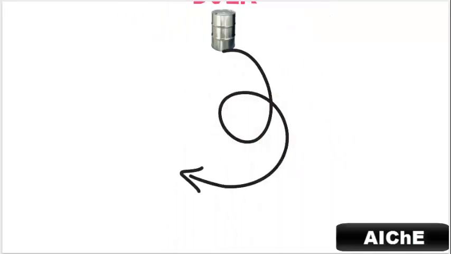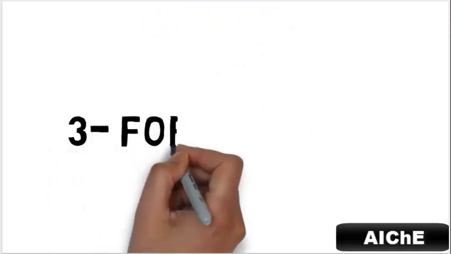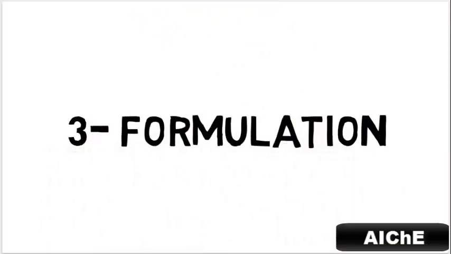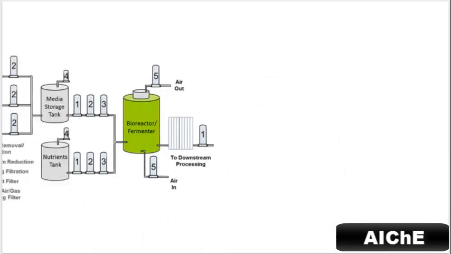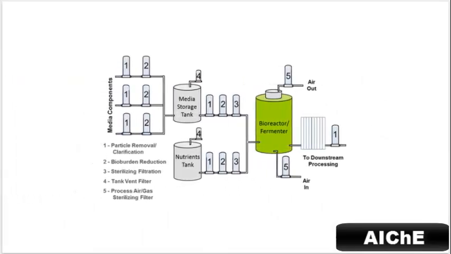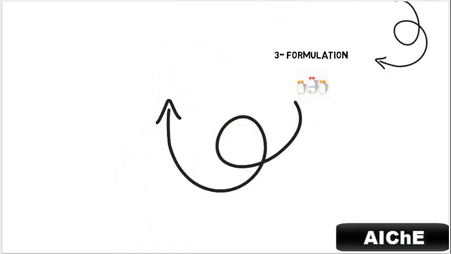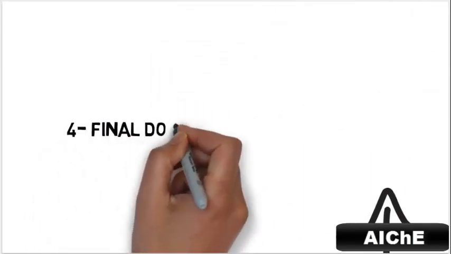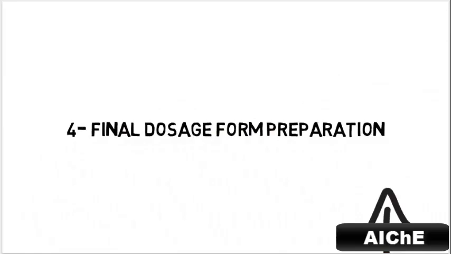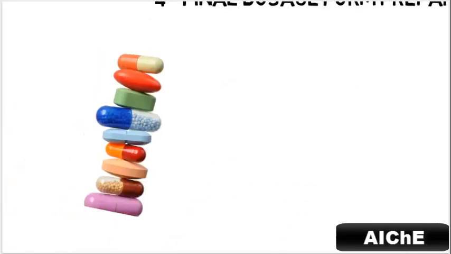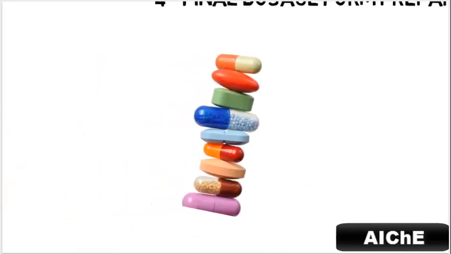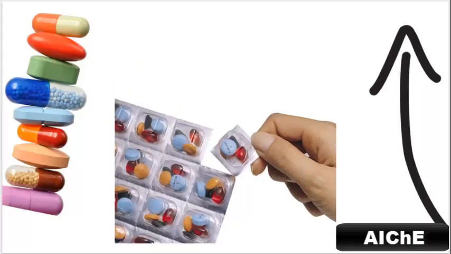This takes us to the formulation step, which implies chemical mixing operations to blend the active ingredient with other substances, such as fillers, needed in the final form. Biopharmaceuticals usually are sold as sterile liquids or sterile powders. Finally, we have the final dosage form preparation step, through which the formulated preparation is made into its final form. The final form is dispensed into containers, and the containers are labeled and packaged.